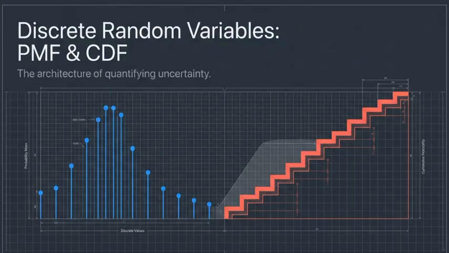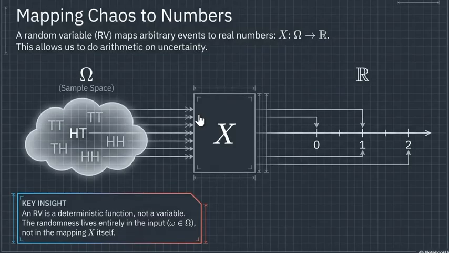So let's begin. So far, events are arbitrary sets, and a random variable assigns a number to each outcome. This lets you do arithmetic on uncertainty, like add, average, and take expectation. Discrete random variables can only take countably many values. It can be finite or countably infinite. It is represented as sample space colon X implies R, like it is shown here.